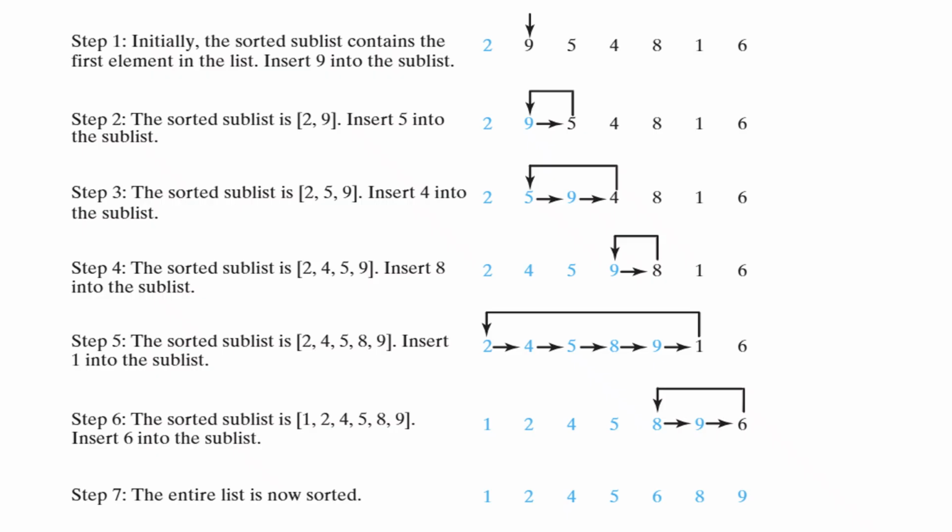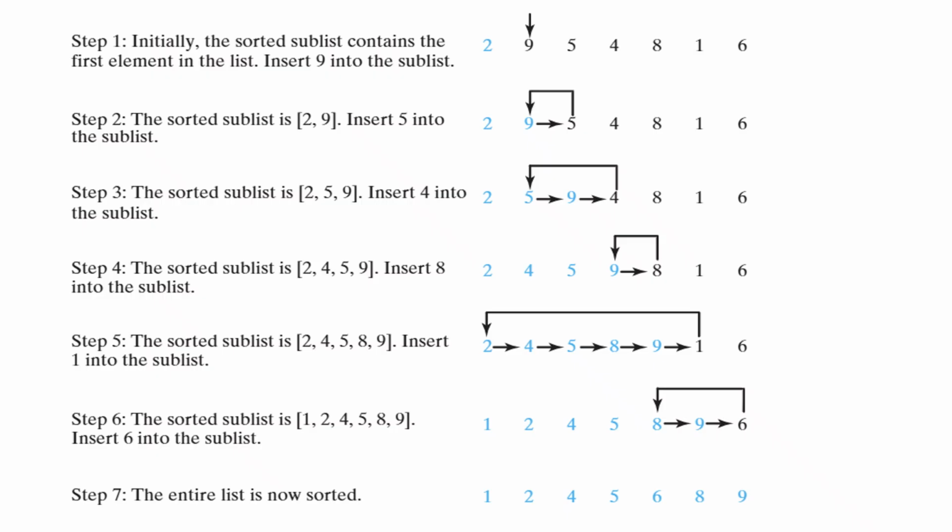Insert 9 into the sublist. The second step, the sorted sublist consists of the elements 2, 9. Insert 5 into the sublist. The step 3, the sorted sublist consists of 2, 5, 9. Insert 4 into the sublist. So now the sorted sublist is 2, 4, 5, 9. Insert 8 into the sublist. Step 5, the sorted sublist is 2, 4, 5, 8, 9.